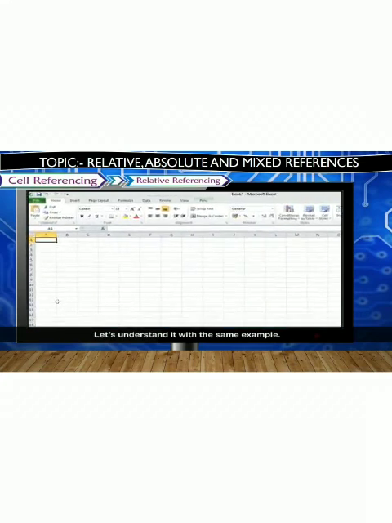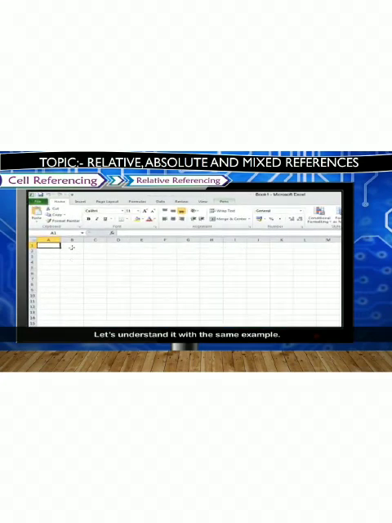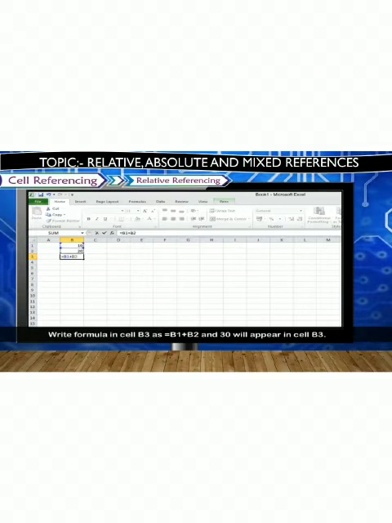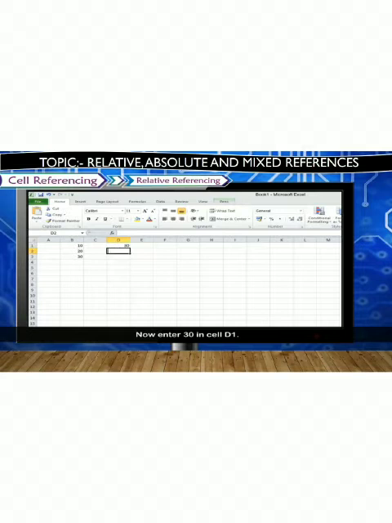Let's understand it with the same example. We enter 10 in cell B1. We enter 20 in cell B2. Write the formula in cell B3 as is equal to B1+B2, and 30 will appear in cell B3. Now enter 30 in cell D1. Enter 40 in cell D2.